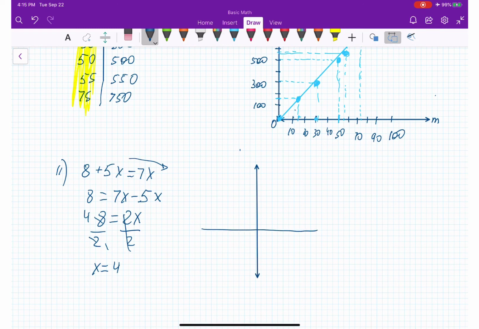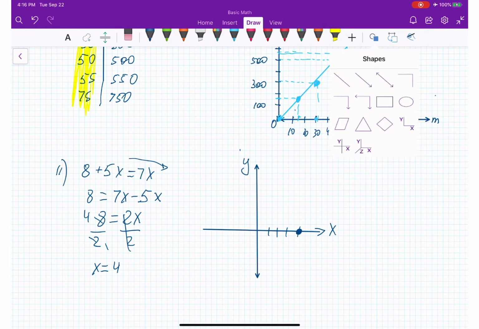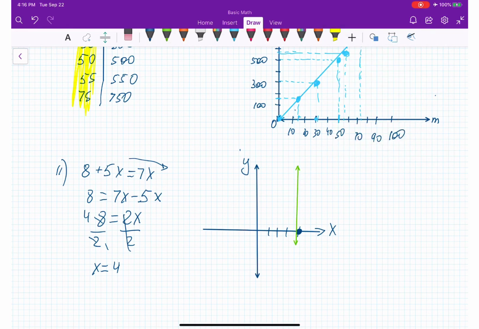So where is our x? One, two, three, 4. This is our x. x is equal 4. That is going to be a straight line. Okay. This is x is equal 4.